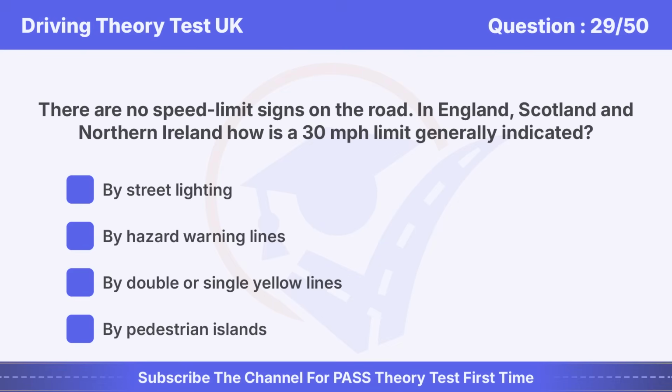Question 29. There are no speed limit signs on the road. In England, Scotland, and Northern Ireland, how is a 30 miles per hour limit generally indicated? Option A. By street lighting. B. By hazard warning lines. C. By double or single yellow lines. D. By pedestrian islands.